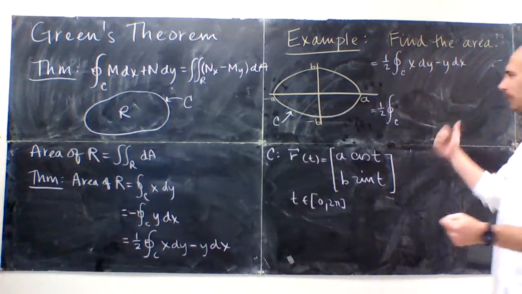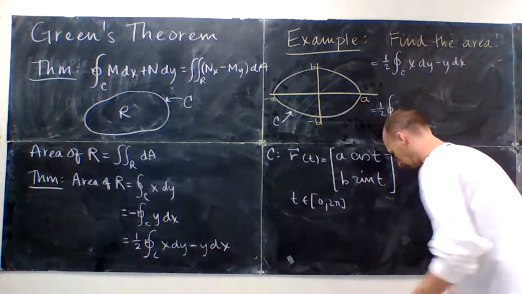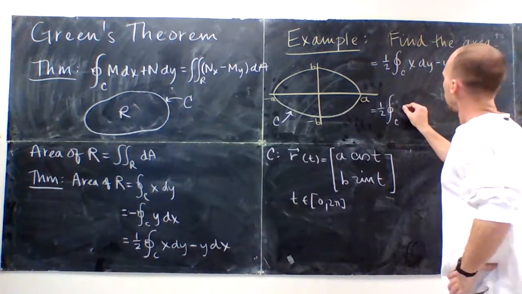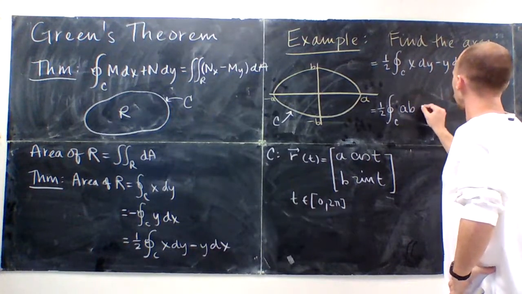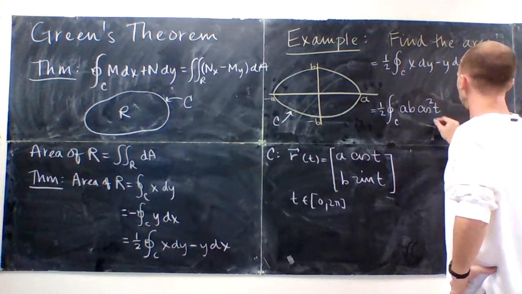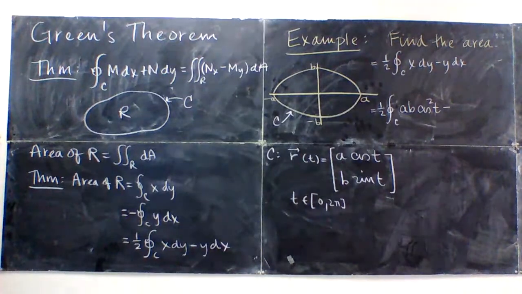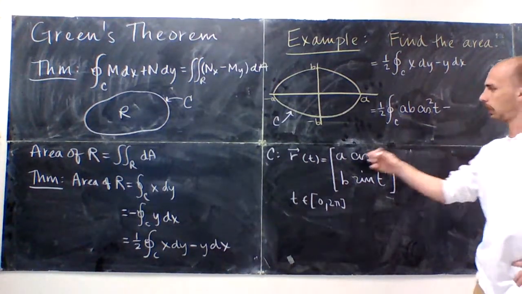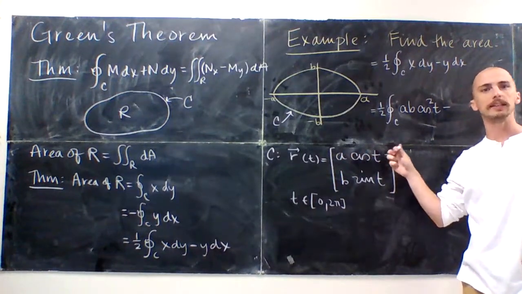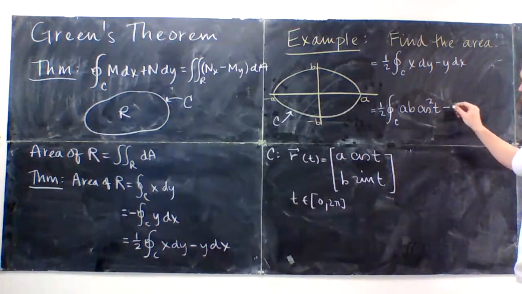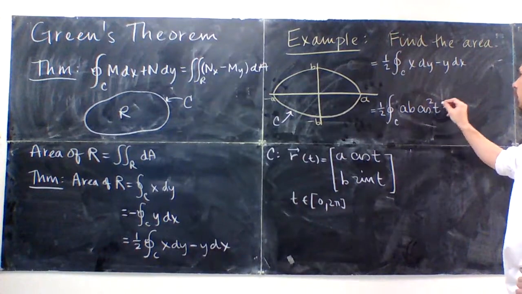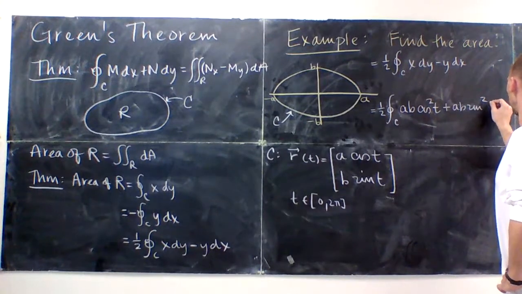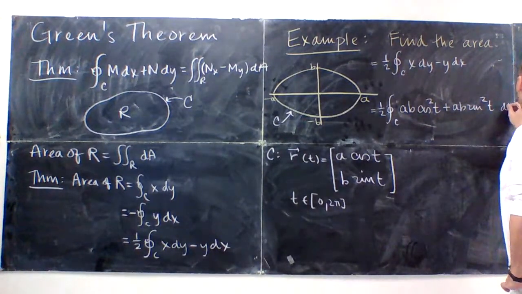And I know the other one's going to have a dt, so I'm just going to wait till the end for that. All right, so it's going to be ab cosine squared t minus, okay, y is b sine t, dx is going to be negative a sine t dt, so it'll be plus ab sine squared t dt.